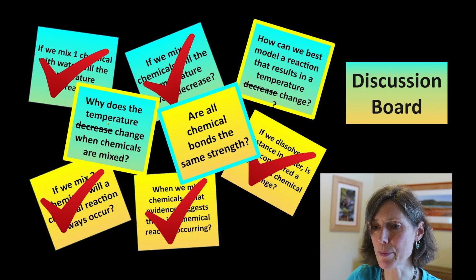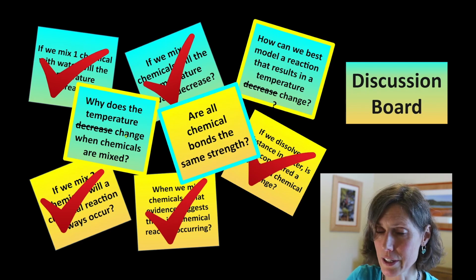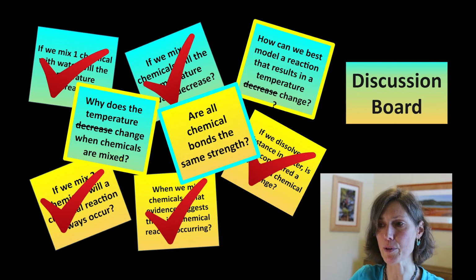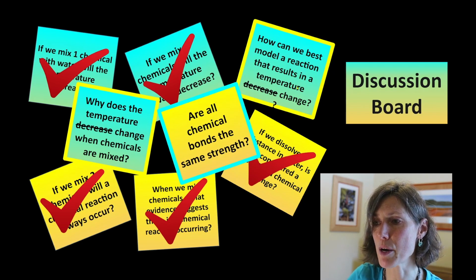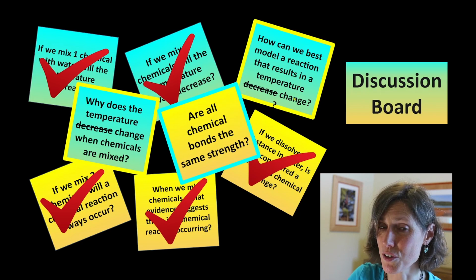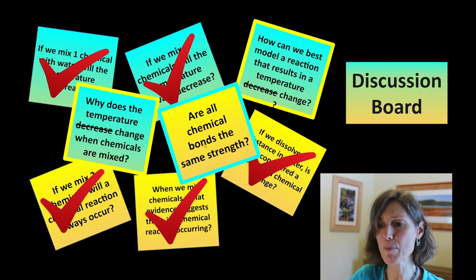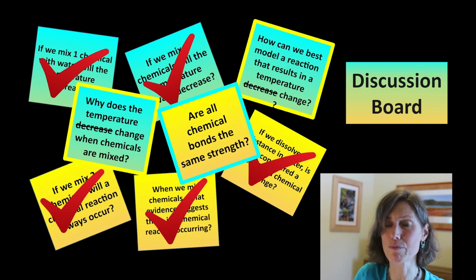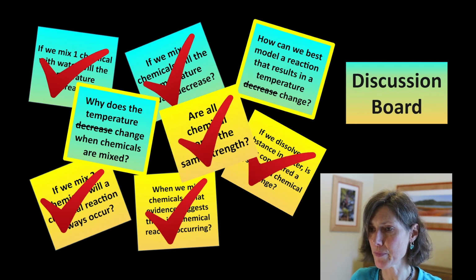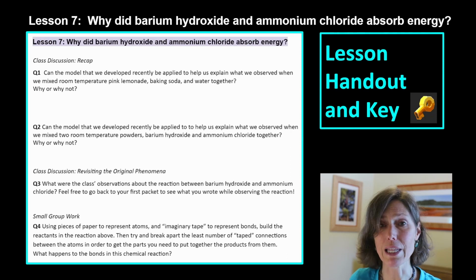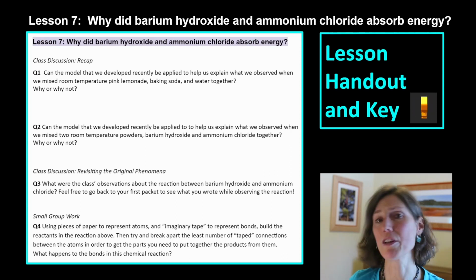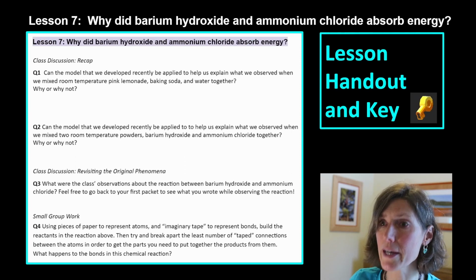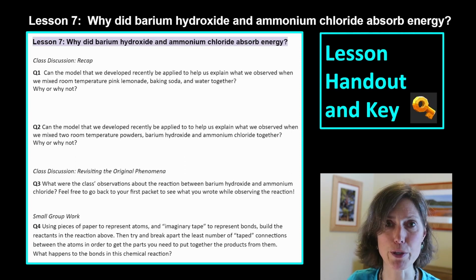So, all right, I've done some revisions here of the questions. Why does the temperature change, clearly not just a decrease, when chemicals are mixed? And how can we best model a reaction that results in a temperature change, although we'll get to that? And are all chemical bonds the same strength? Well, clearly, no. So that brings us to lesson 7, our last lesson in this particular video. That's not the end of the storyline, but it's where I think we should take a break.